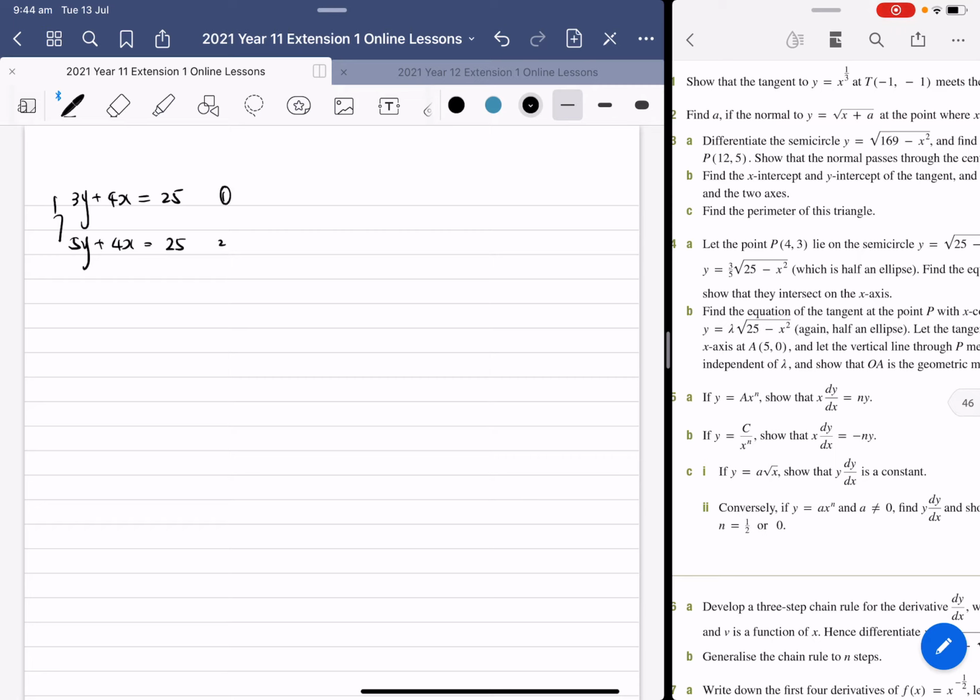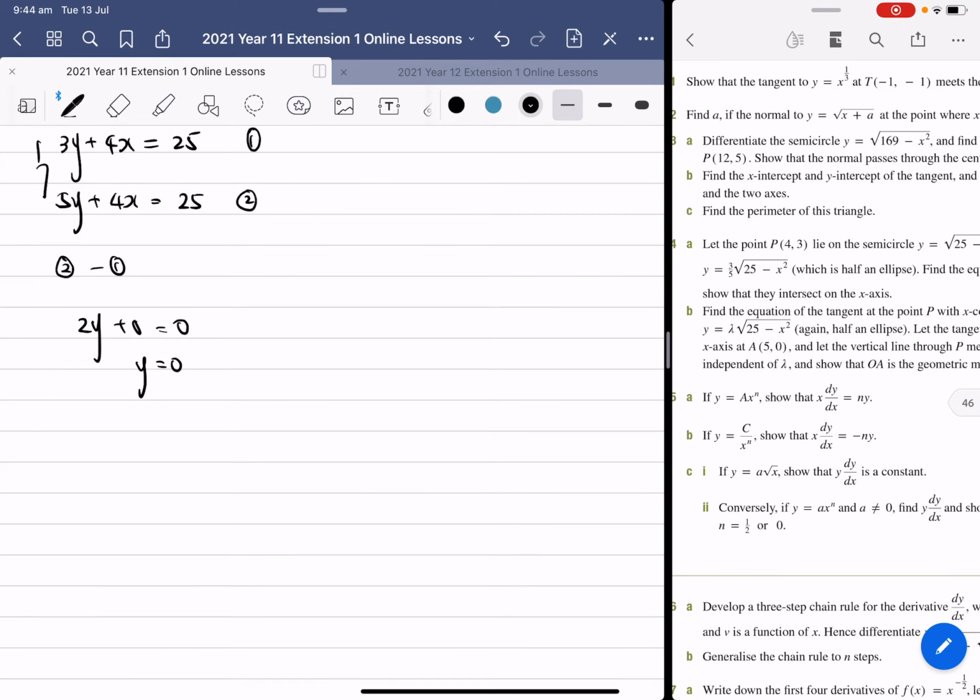So we need to find the intersection point. 2 minus 1 is 2y plus 0 is equal to 0. So y is equal to 0. Whenever you show y is equal to 0, that clearly tells you the intersection point is on the x-axis, no matter what x is equal to. I don't care about x anymore. If you want, you can find the x coordinate, but there's no marks for it. The intersection point is on the x-axis, since y is equal to 0.